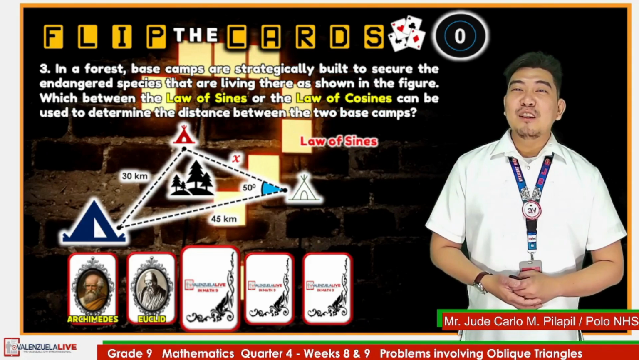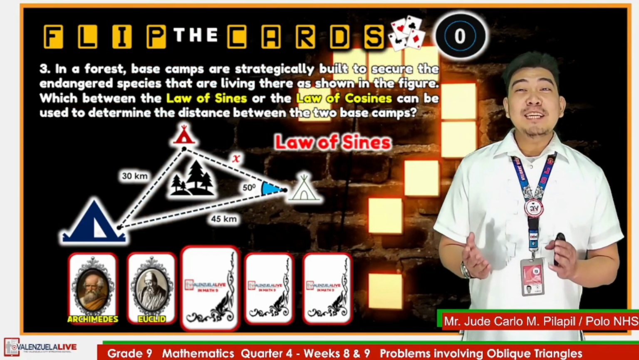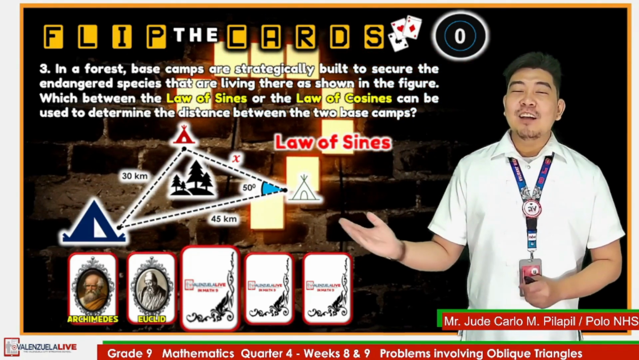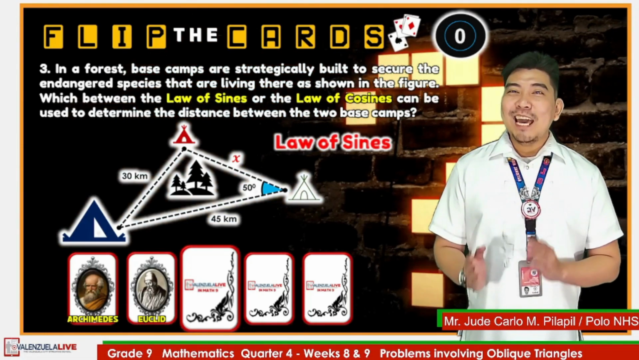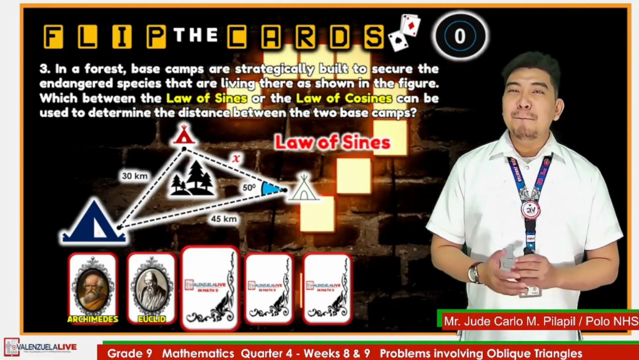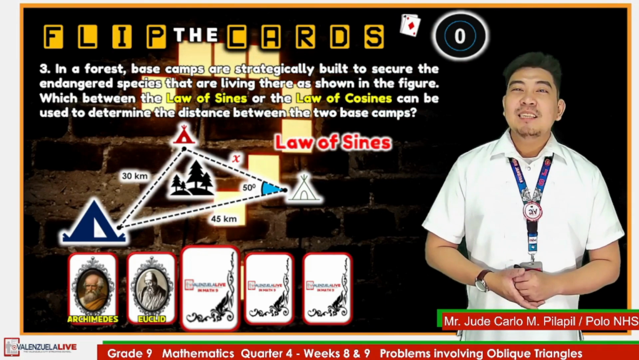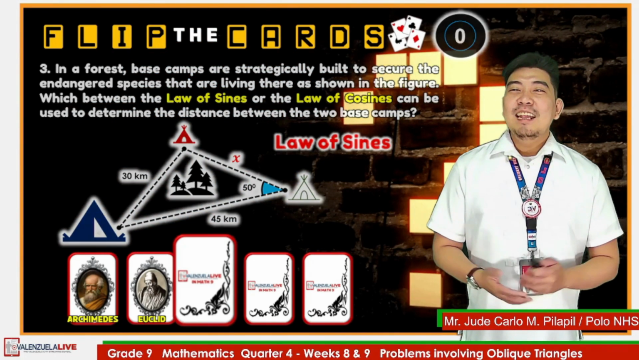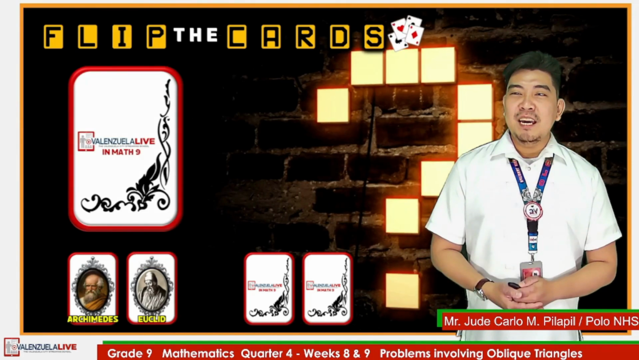If you answered law of sines, that's incredible. If you can see, two sides and a non-included angle are given in the oblique triangle, following SSA pattern. Using the law of sines, ambiguous case to be specific, the missing side can be solved. Let us reveal what is in the third card by flipping it.